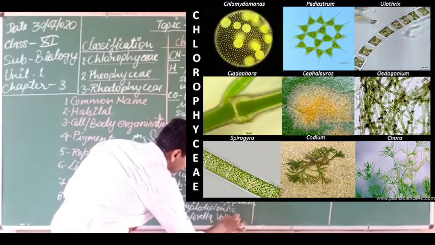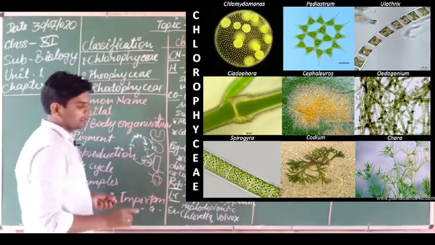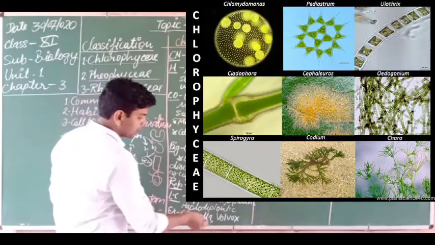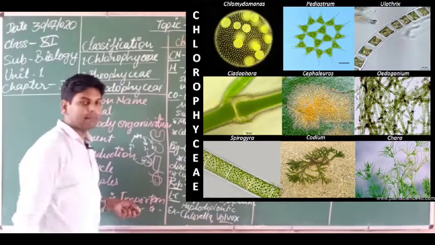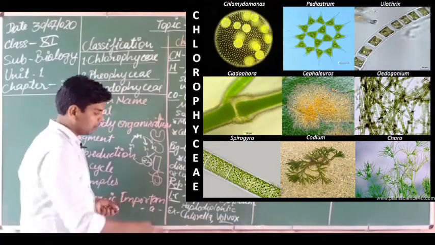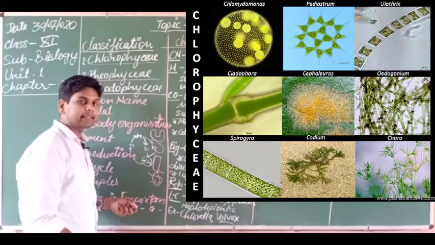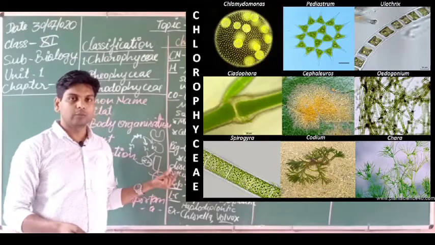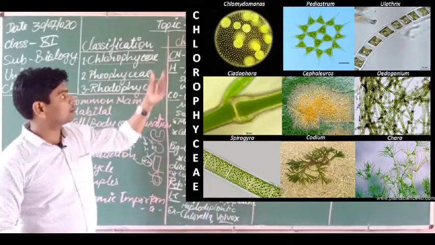Volvox is unicellular. Volvox is a unicellular alga which may bear flagella. So Volvox is unicellular but it remains in colony form. So Volvox, Chlorella, Ulothrix, Spirogyra you know very well. So all the algae which are green in color are examples of this category.